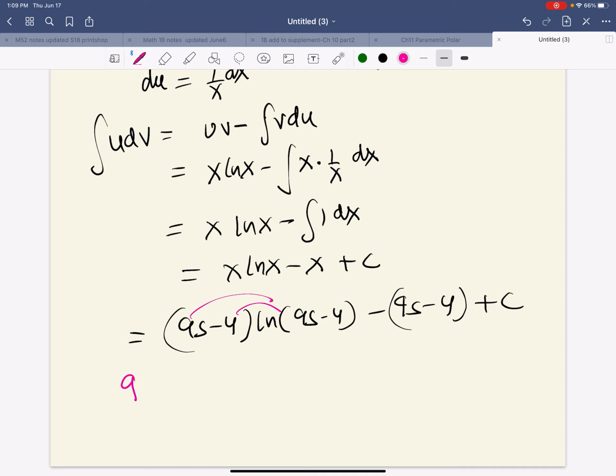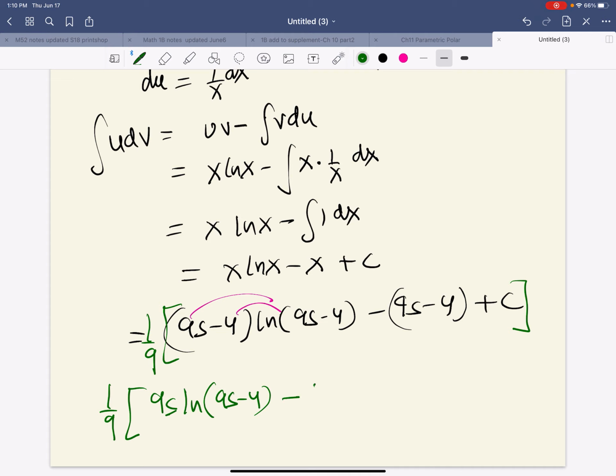This will leave me with, oh, there was also, don't forget, we had pulled something out in the beginning. We pulled a 1/9 out. So what's going to happen to the 1/9? I do have that 1/9 in the front. We don't need to bother to multiply the constant with 1/9 because I'm going to multiply with 1/9 in a minute. So this leaves me with 9s times natural log of 9s minus 4, and then minus 4 times natural log of 9s minus 4 minus 9s plus 4 plus a C.